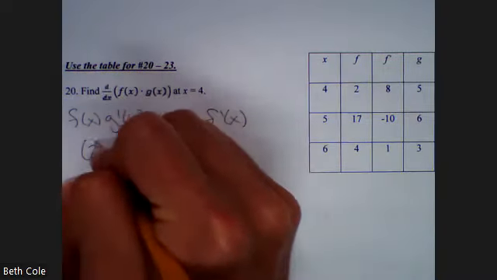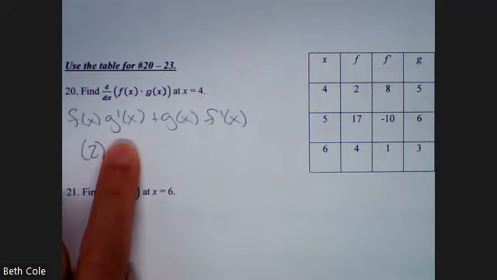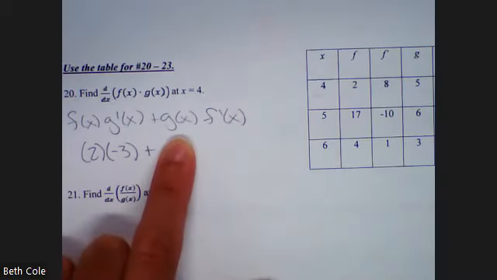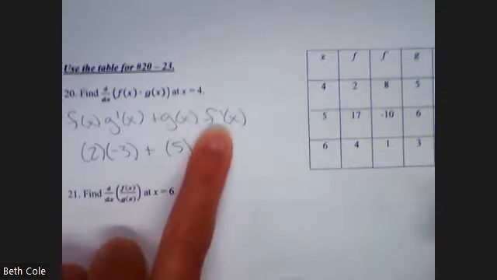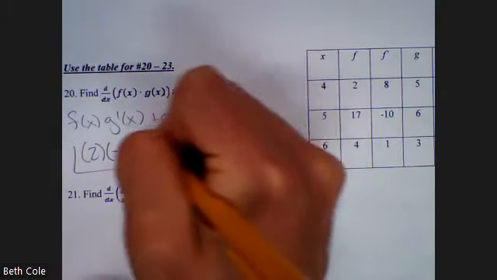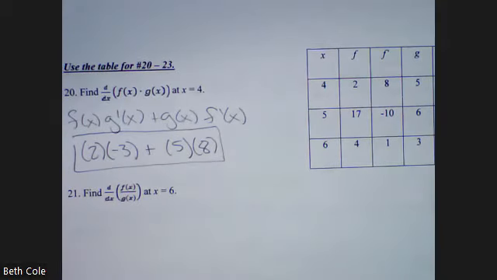2. Perfect. G prime of 4, negative 3, plus G of 4, 5, and F prime of 4, 8. Do nothing to that. But Miss Cole, I don't care. Leave it alone. It's easier for me to grade, honestly, if you leave it like that, because I can just look for all the numbers.